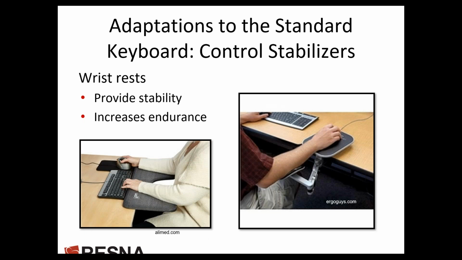Wrist supports are great, they help provide stability, and they can improve endurance. Mobile arm supports can help reduce fatigue by supporting the arms. Wrist supports can help to keep hands correctly positioned and provide additional support.